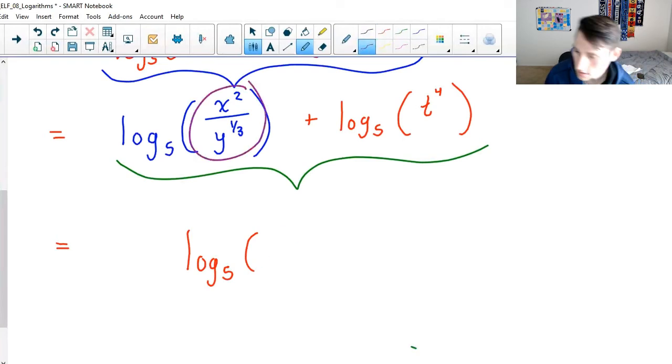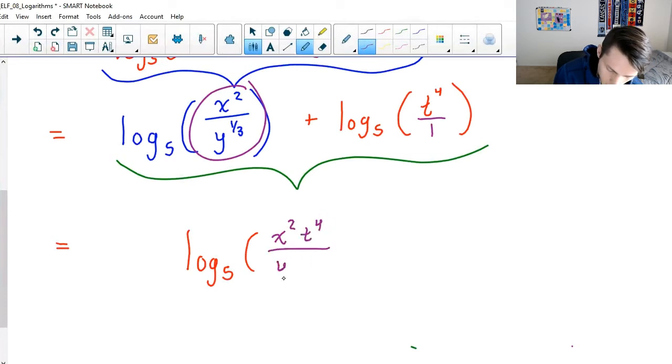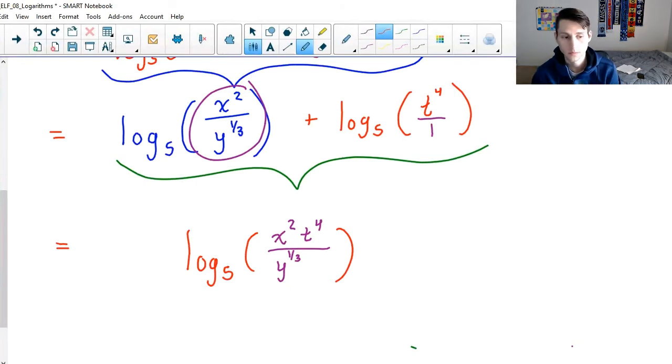Now this is a fraction, so if I want to think about multiplication, I can think about this as a fraction too, if I just want to put that over 1. So remember, when we multiply fractions, numerator with numerator, denominator with denominator. So x squared times t to the 4th, the numerators. Y to the 1/3 times 1 is just y to the 1/3. I'll make it match here. Okay.